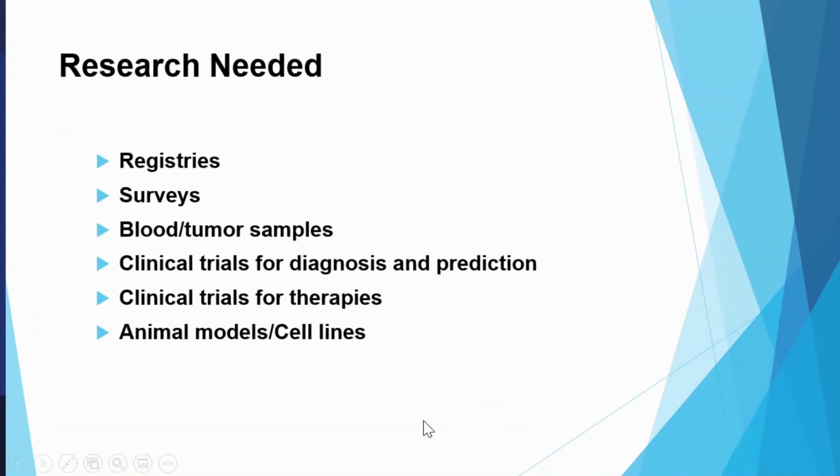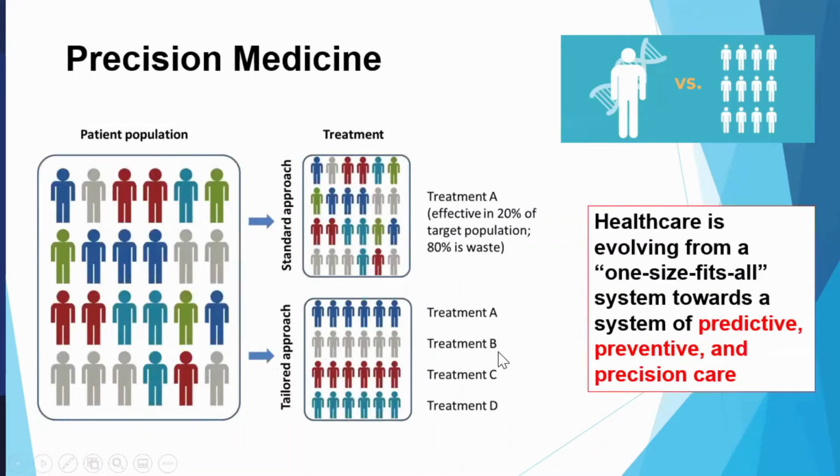There's lots of research that's really needed to help us treat and understand who's at risk for metastatic disease. We do that through registries, surveys, and patients offering to give blood or tumor samples. There are a lot of clinical trials going on for diagnosis and prediction, as well as therapies. People are trying to develop animal models and cell lines. So it's important to participate in research when and where you can, if you're comfortable with it.